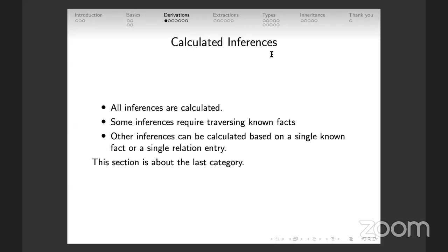So onto the first major unit here, which is on derivations. This is all about calculated inferences. Basically all inferences are calculated, right? But some may just be fact traversals. So if we have an invoicing system and I need to know what the customer's account number is based on an invoice, I would typically traverse from the invoice table to the customer table, right? And then I pull that data from the customer table.